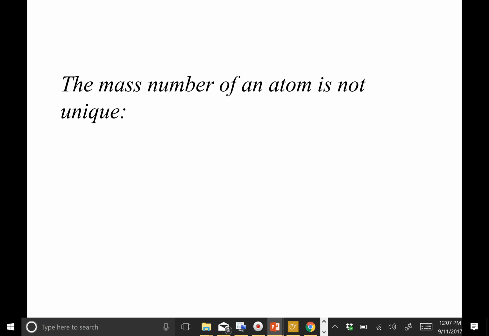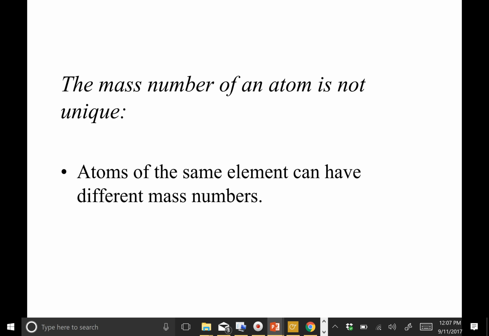So, mass number, it's a counted number, it's an integer, and it's the number of protons plus the number of neutrons in the center of that particular atom. And it is not unique for an element. Atoms of the same element can have different mass numbers. What we're talking about here is the mass number, which is A. Mass number A is the number of protons plus the number of neutrons.